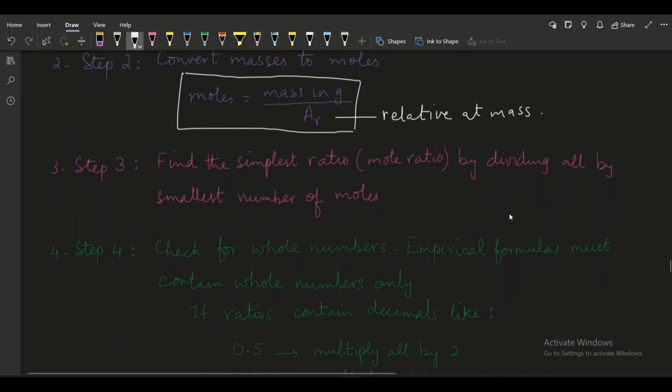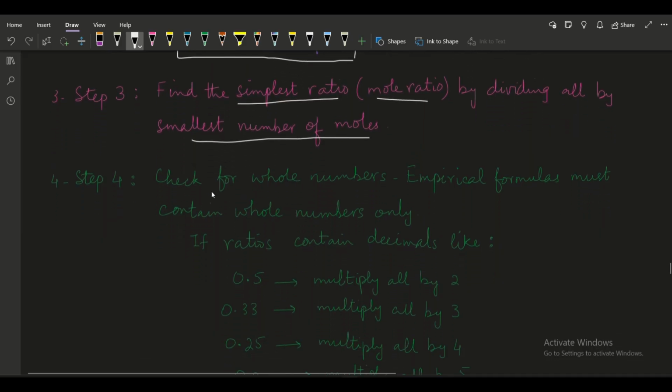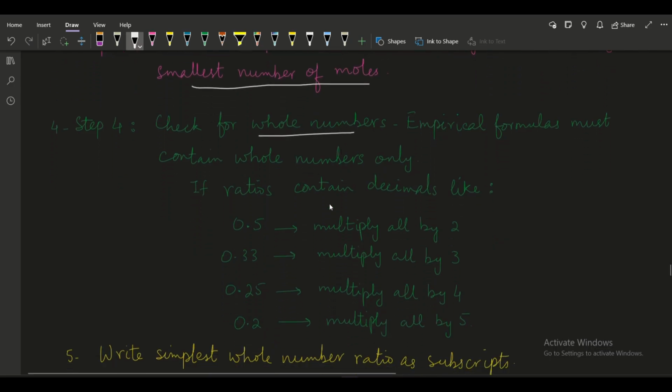Next, when you calculate all the number of moles, then in the third step you have to find the simplest ratio, or you can say the mole ratio, by dividing all the moles that you have got by the smallest number of moles to find the ratio. Okay, and when you have got these ratios, check that they must be in whole numbers. If they are not, then you have to round them off.